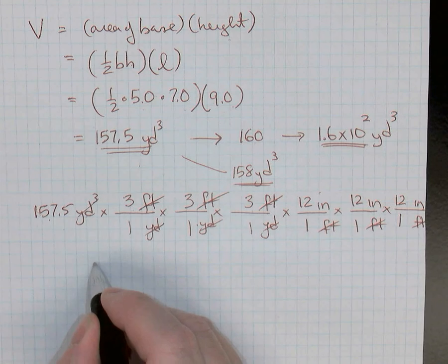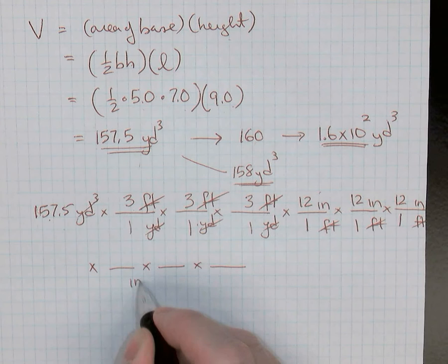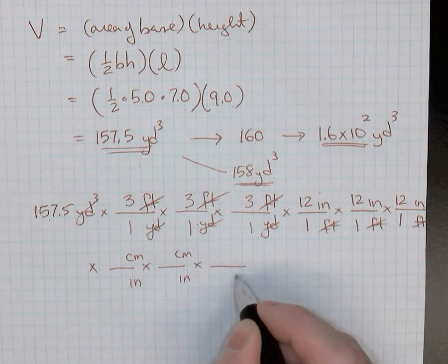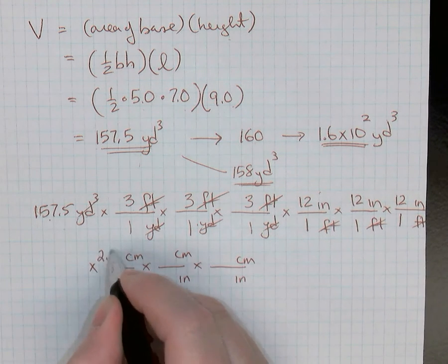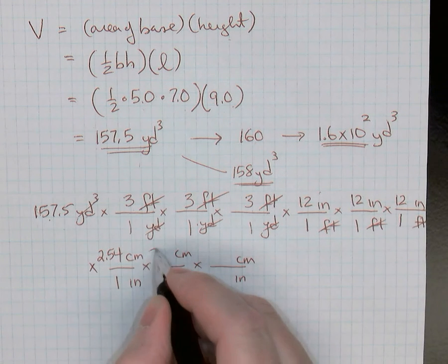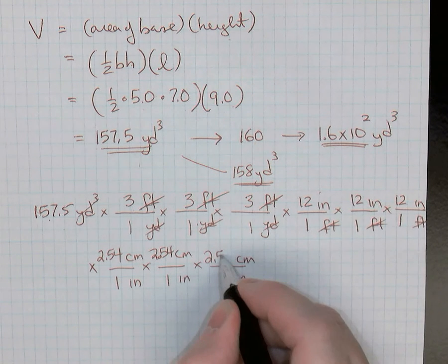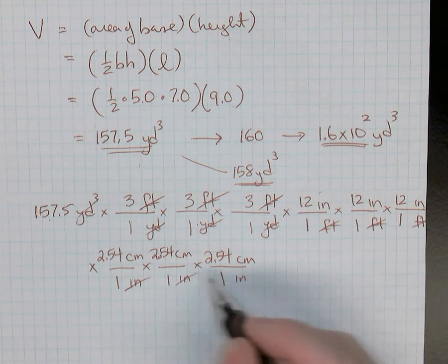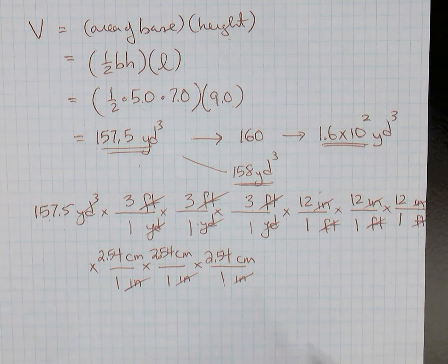Let's add 3 more multipliers. I'm going to go down here, just because I'm running out of room. We can convert the inches to centimeters 3 times because it's a cubic inch. And I know from a recipe that 1 inch is 2.54 centimeters. You need to know that. If you didn't know that, put it down as something to memorize. So now these inches on the bottom will cancel with the inches on the top, and we're left with centimeter times centimeter times centimeter. We're left with cubic centimeter.